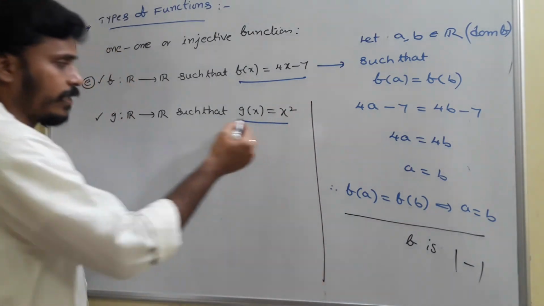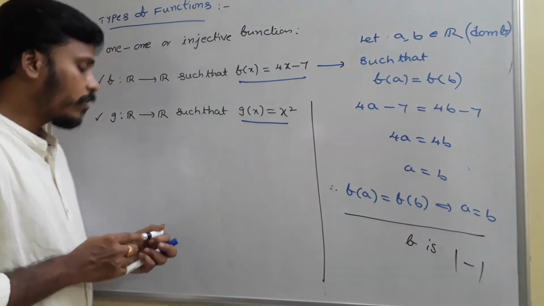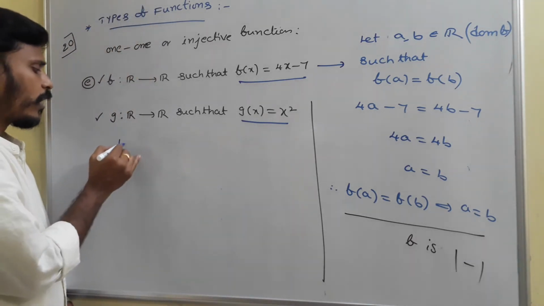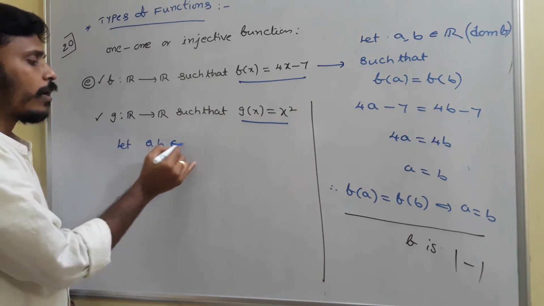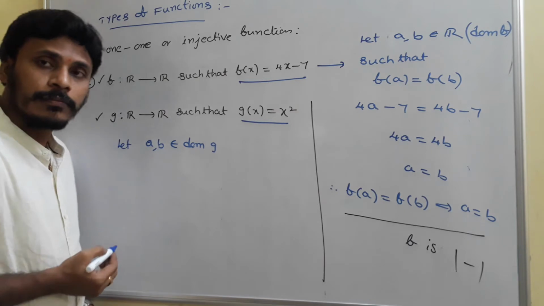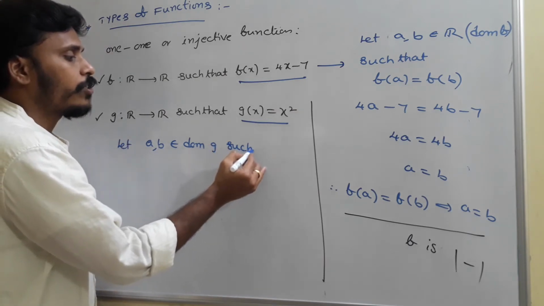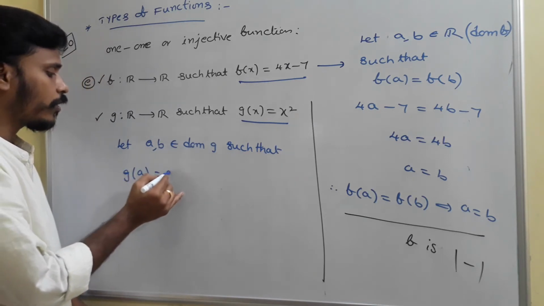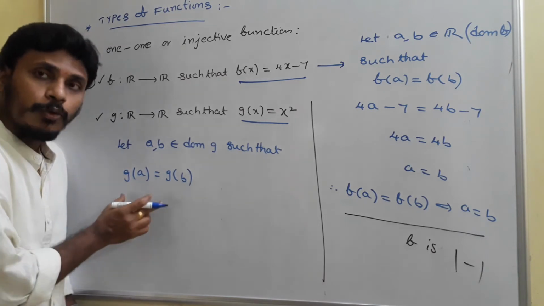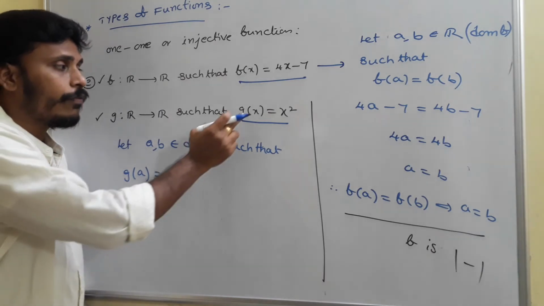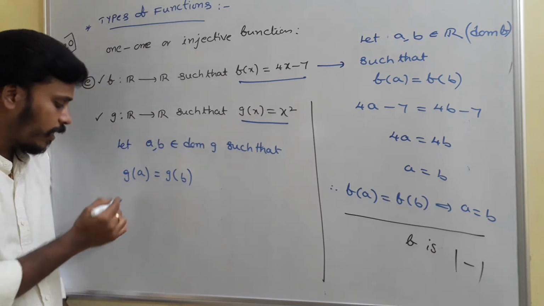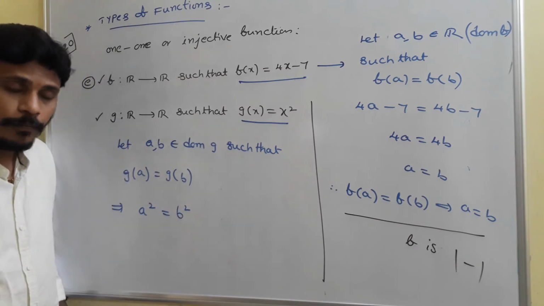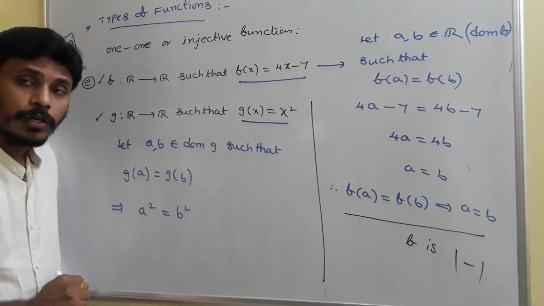And now just look at the second example. Here the second function is g, which is again from real numbers to real numbers such that g of x is equals to x square. Again you just take two elements a comma b in the domain of the function g, such that g of a is equals to g of b. Now we need to use the definition of the function, which is g of x is equals to x square. So g of a is simply a square and g of b is simply b square. See, we have a square is equals to b square. So then what do you say?